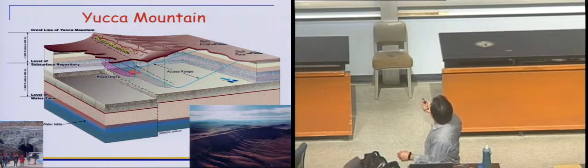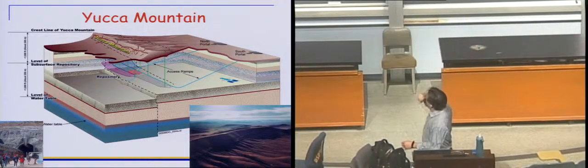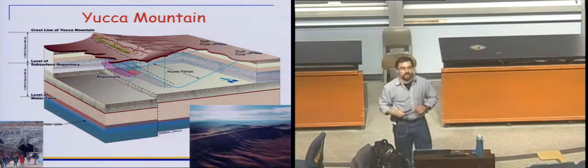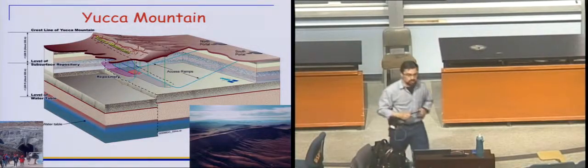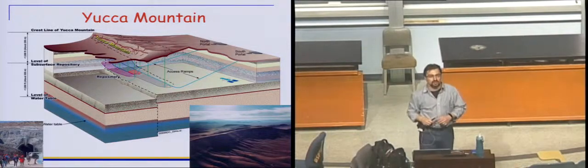There were actually tunnels dug, relatively shallow mountains. The United States government, Department of Energy, has designed a storage facility to store up to 135,000 metric tons of nuclear spent fuel.